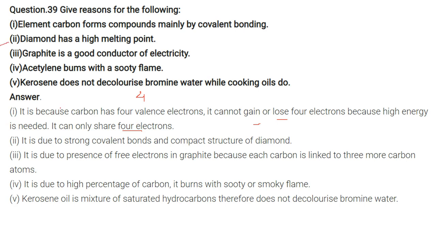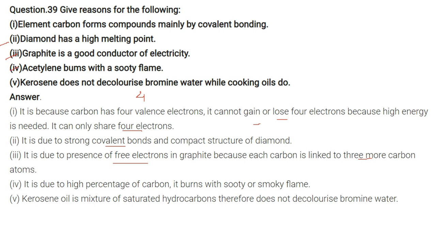Diamond has a high melting point. This is because of the strong covalent bonds and compact structure of diamond. Graphite is a good conductor of electricity because of the presence of free electrons in graphite. Each carbon is linked to 3 more carbon atoms.